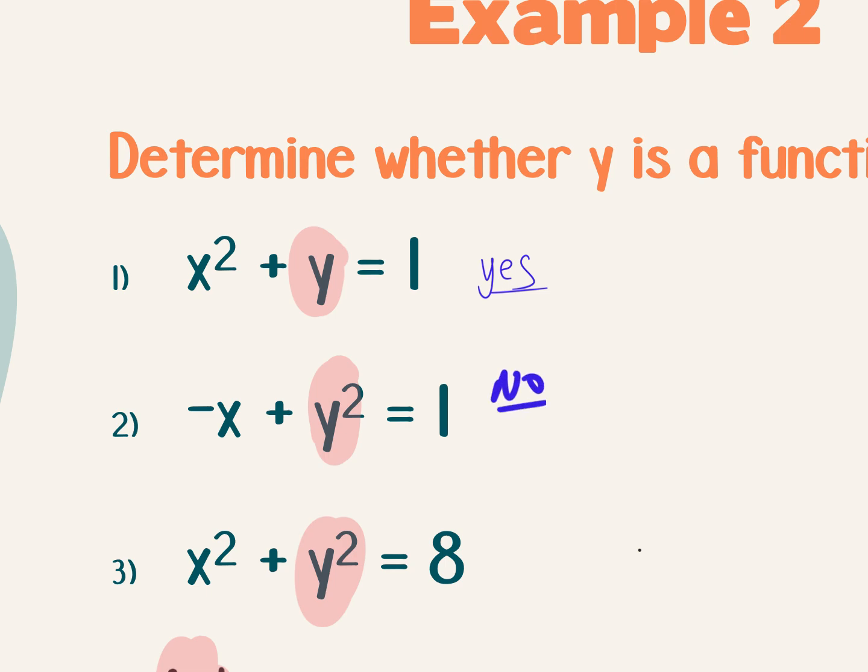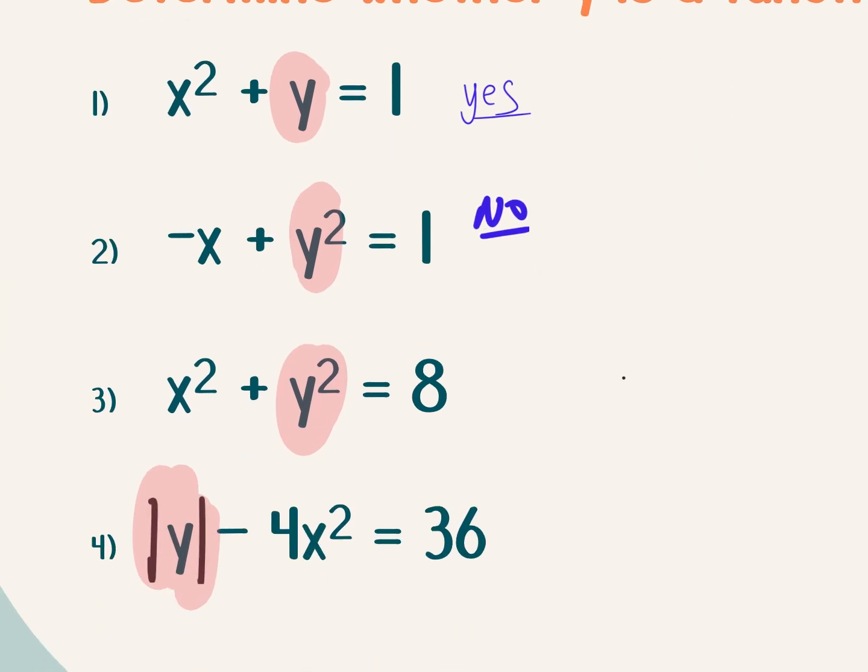If they asked you for the reason why, what would your reason why be? Because it's raised to an even power. Good. What about 3? Yes or no? No. How come? Raised to an even power. I changed number 4. Originally, your answer is yes, but the way that I changed it, is this a function? Yes or no? No. And what's the reason why? Because y is inside absolute value.